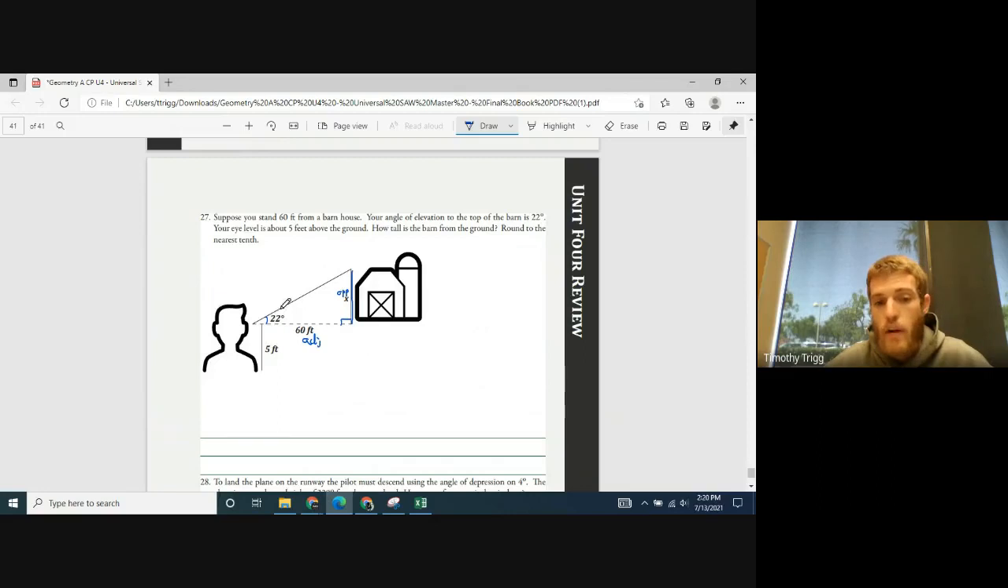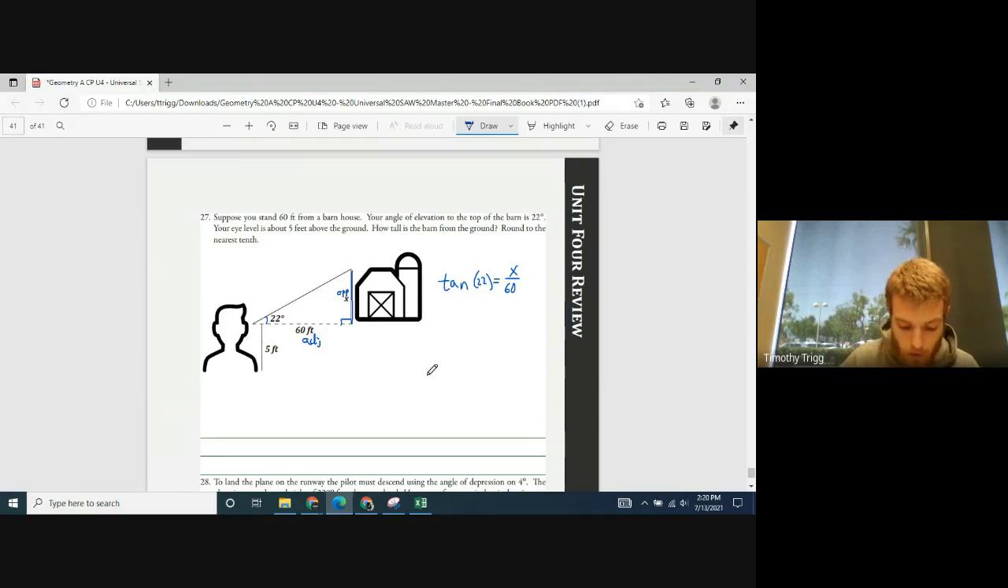Okay, so which trig function involves opposite and adjacent? Well, that's tangent. So we're going to be using tangent again. Tangent of 22, so you always put the angle in here, equals opposite over adjacent. This will tell us what X is, and then we'll have to add an extra 5 feet at the end.